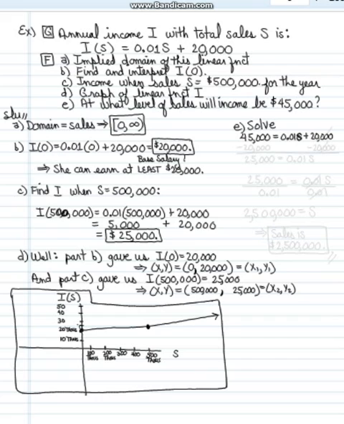0.01 S plus 20,000. Move the 20,000 over by subtracting it from both sides, and that gives us 25,000 on the left side equals 0.01 times S. Then we divide both sides by 0.01, and that gives us 2,500,000 equals S. So the sales S is $2,500,000. That's the amount of sales she'll have to make in order to earn the $45,000 for that year.